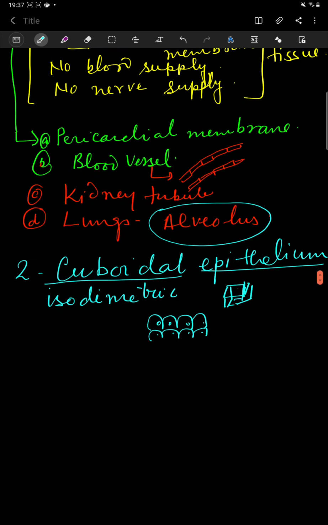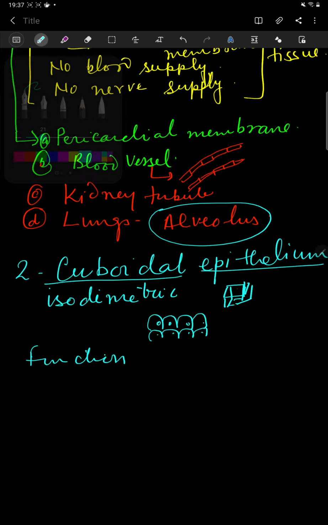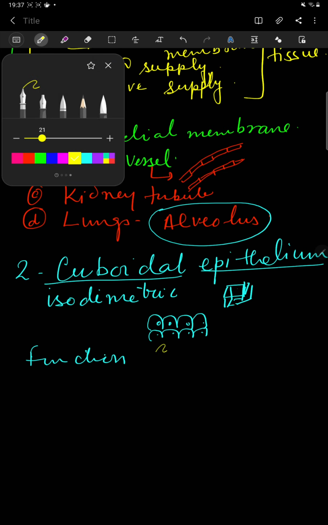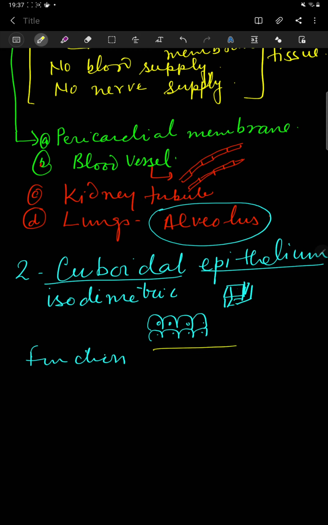But in the case of cuboidal, what is the function? Let us write this one too, the structure is done, so what is the function? No doubt the basement membrane will be here also. Let us draw it, the basement membrane is there at the base of this one. This one is the basement membrane and the rest of the cells will be resting on it. We will write basement, this is a universal truth for epithelial tissue. We have drawn the basement membrane, okay.